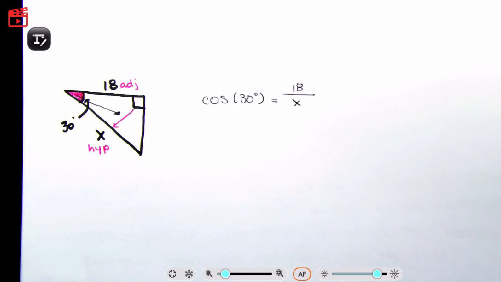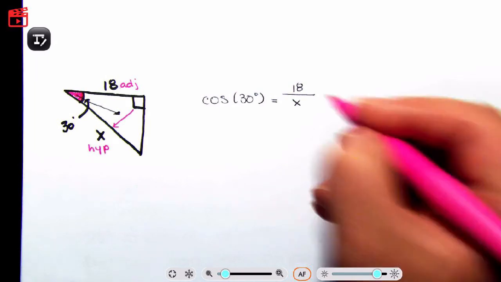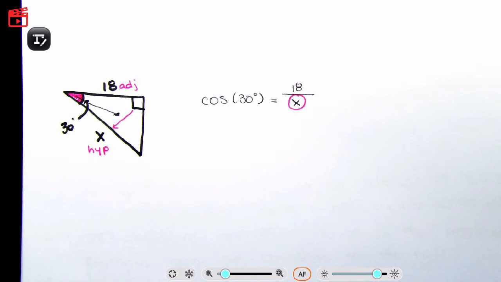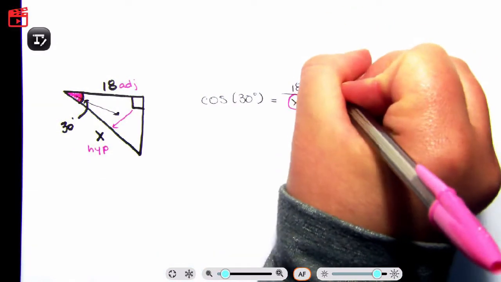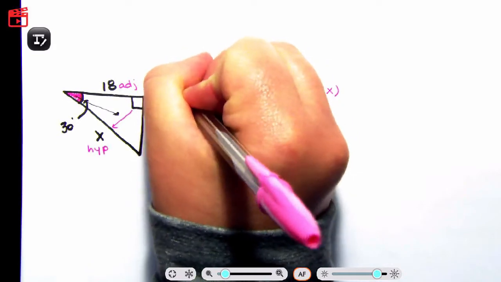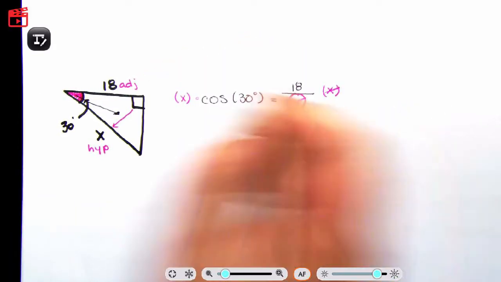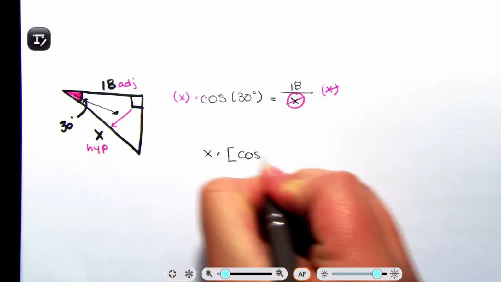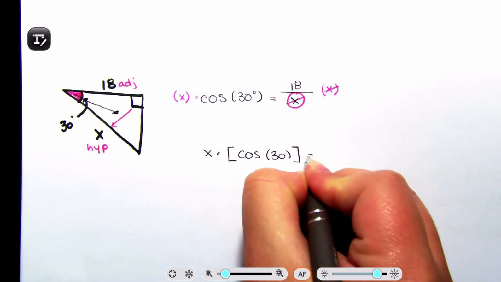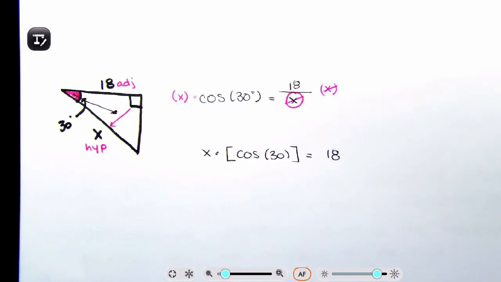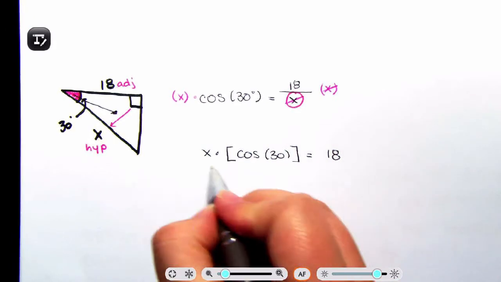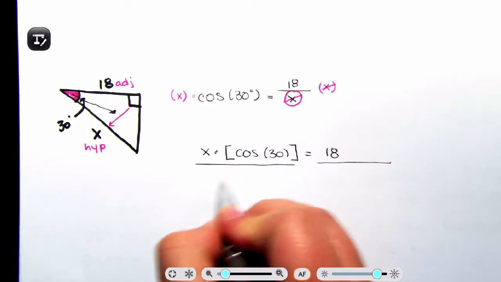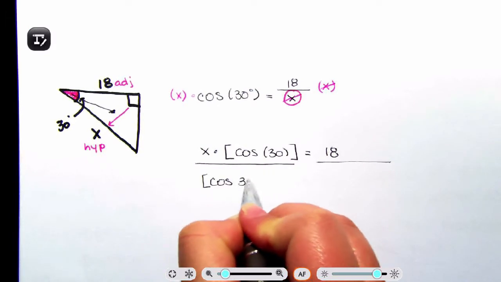So again, what do we need? We need our x by itself. You have two options here. You can take the cosine, make it into a fraction, and flip it. I'm going to choose to multiply both sides by x. You don't have to do it this way. So my x goes away, and I have x times, again putting this in a bubble, cosine of 30 degrees, is equal to 18. My objective is to get x by itself, so I'm going to divide both sides by this bubble of cosine of 30 degrees.